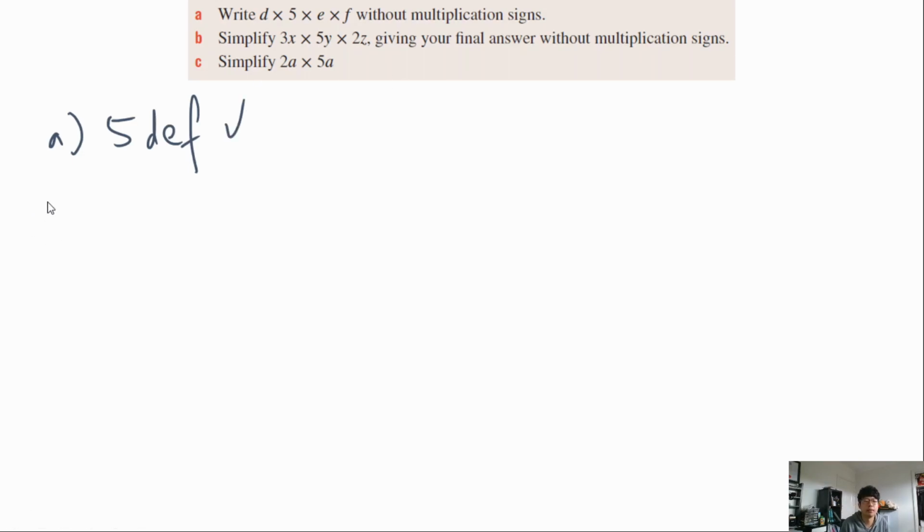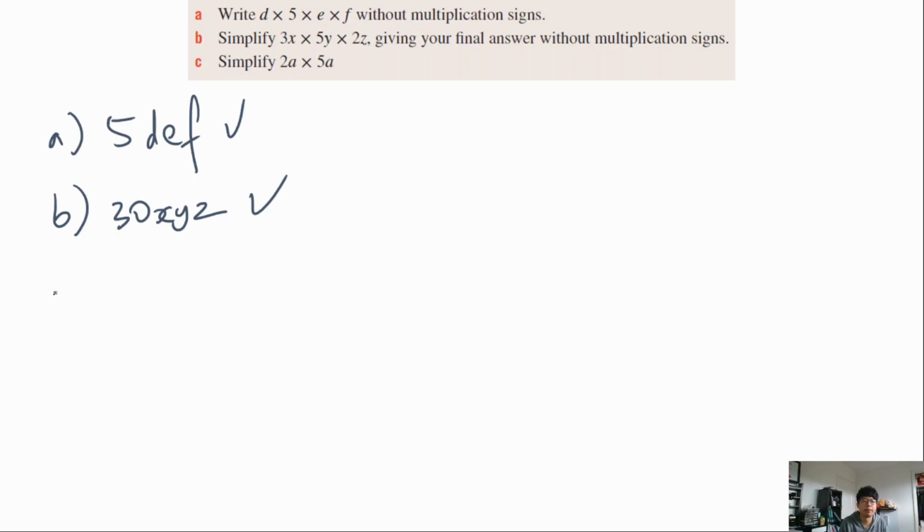Alright, now moving on to the next question: simplify 3x times 5y times 2z, giving your final answer without multiplication signs. So once again, multiply all the numbers first. 3 times 5 is 15, times 2 is 30, and then you have xyz. Give yourself a tick if you got that one correct as well.